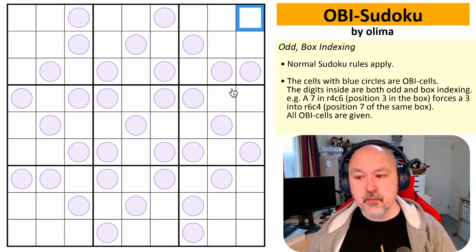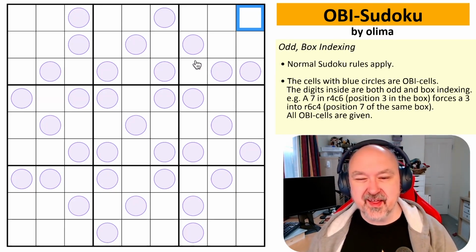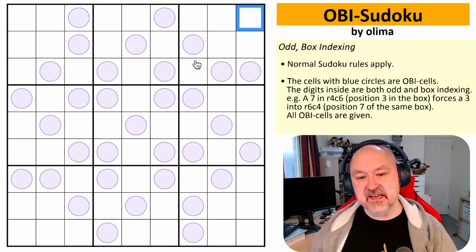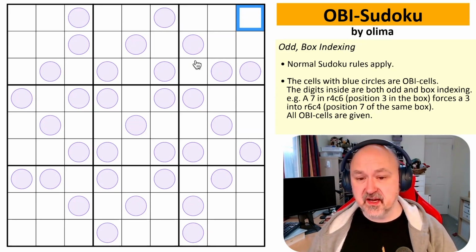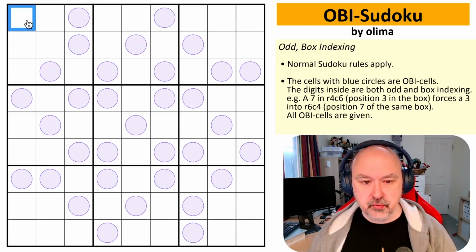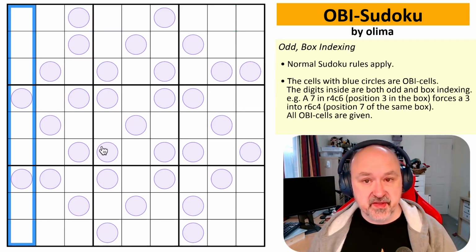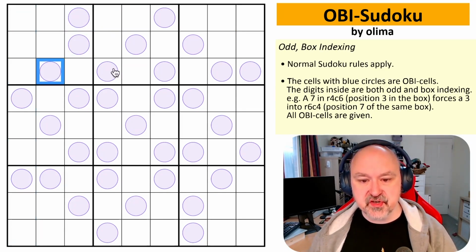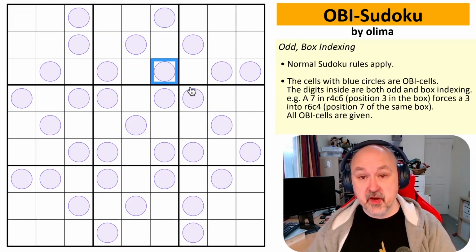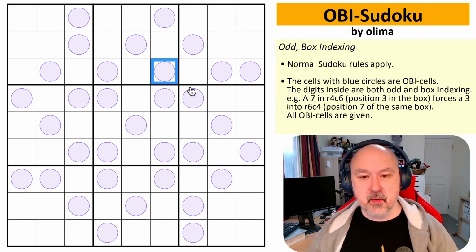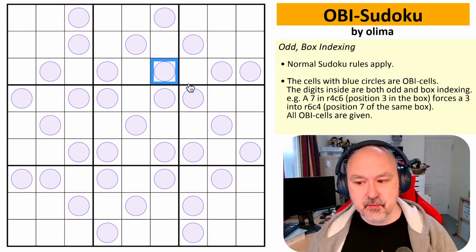So this is OBI-Sudoku by Olima, which I think stands for odd box indexing, because the rules are odd and box indexing, which I will explain. First of all, we have normal Sudoku rules. In every box, in every row, and in every column, the digits 1 to 9 must be placed without repetition. We then have these blue circles in the grid, and what they mean is the circles must both be odd and they must be box indexing. And there is an example given in the rules.